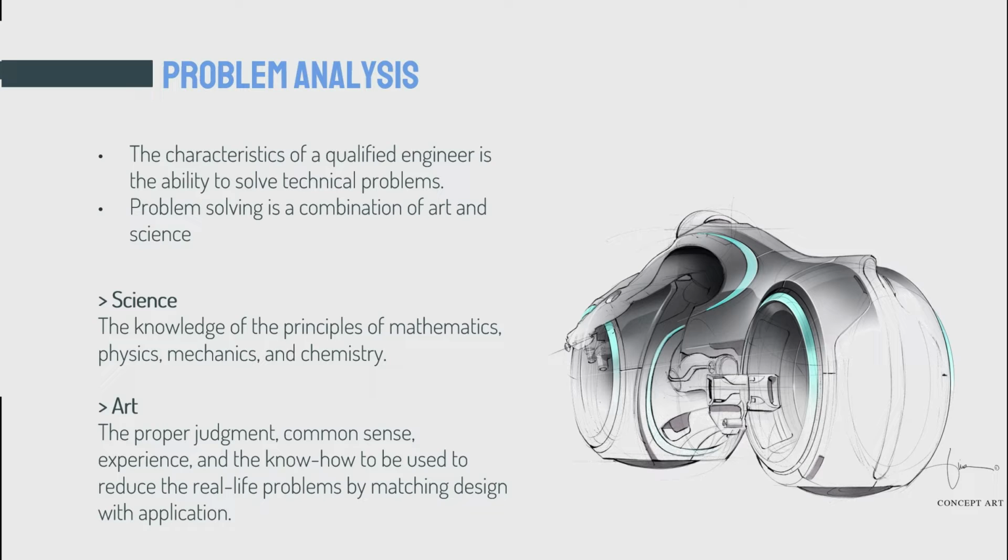Now, science is the knowledge of the principles of mathematics, physics, mechanics, and chemistry, while the art is the proper judgment, your common sense, your experience, and your know-how knowledge that you gain along the years, so that you use it to reduce real-life problems by matching design with application.